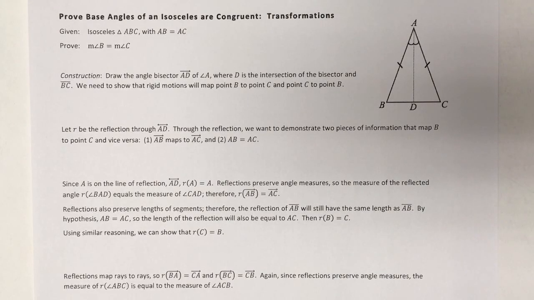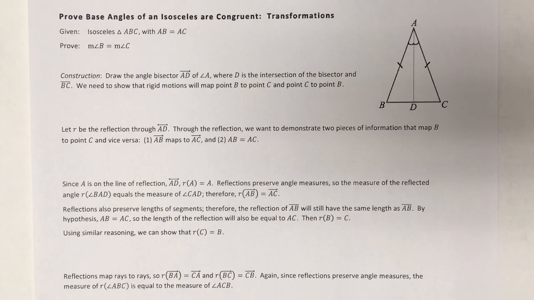Hello. Today we're going to look at proving that base angles of an isosceles triangle are congruent. And the way we're going to do this is through transformations. So the proof is already written for you, and I just want to go through and make sure that we understand each of the parts.